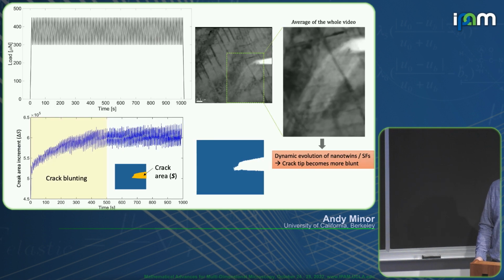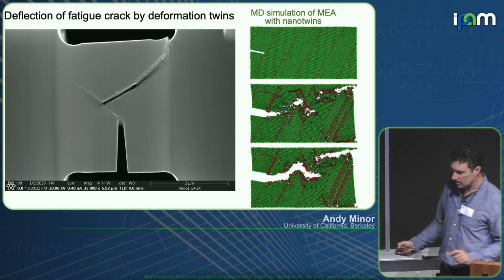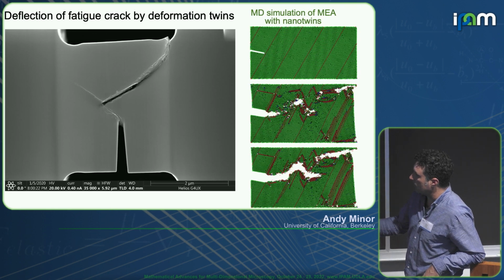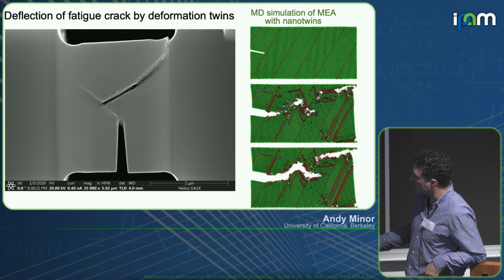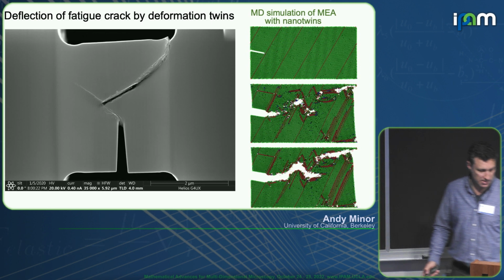So you sort of see it right here. You see it, this is the same sample, this dramatic crack deflection. We see that also in MD simulations of samples that have these thin twins in it. You get this separation of twins and also this crack deflection.